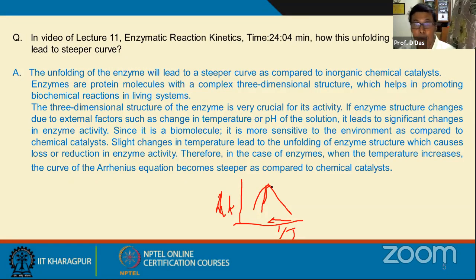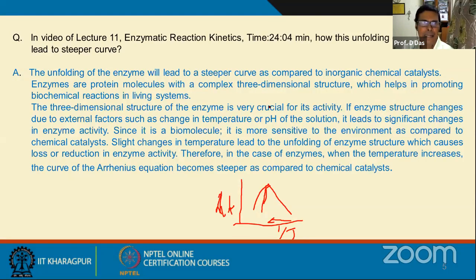But when you give more energy to the system, your structure will be totally unfolded, and then what will happen? The activity will be totally lost. Then there will be a sharp fall. You can see the sharp fall, and this does not happen in the case of inorganic catalysts like platinum, palladium, nickel. There also it decreases after some temperature, but this fall will not be as sharp as compared to the enzymatic reaction. So what we have written is that the unfolding of the enzyme will lead to a steeper curve as compared to an inorganic chemical catalyst.